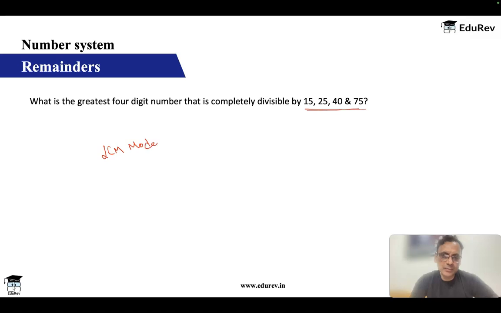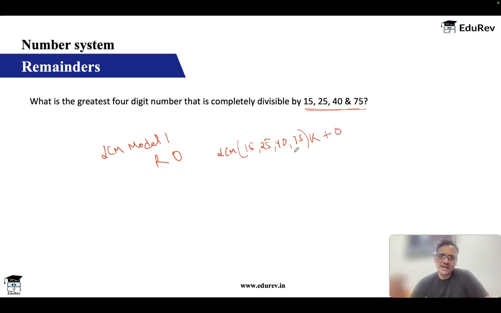Okay, LCM model 1, where your remainder is 0. That is also the same. Completely divisible means your remainder is 0. So the answer is nothing but LCM of 15, 25, 40 and 75 into k plus remainder, but that is 0.